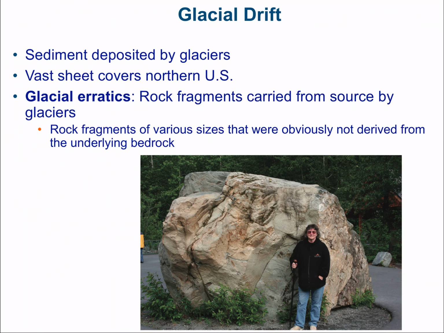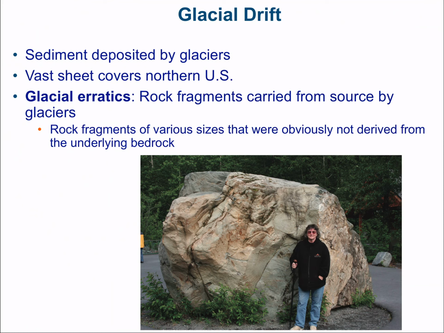Now, we have a term called glacial drift, and glacial drift is all the sediment that is deposited by glaciers. It covers vast areas of the northern U.S. The picture on this slide is of a glacial erratic. So that is a rock fragment that's carried from the source by a glacier. The reason we say it's an erratic is because it was obviously not derived from the underlying bedrock. So the erratic that you see here was carried a significant distance.